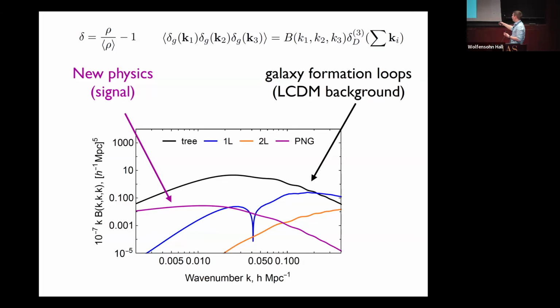And first you have to worry about these non-Gaussianities that are generated by the galaxy formation that I mentioned before. And here I'm showing you these different contributions from the galaxy formation loops that basically correspond to our lambda CDM background. So we have tree-level contribution, one loop, two loop, etc. So basically the name of the game here is to calculate this lambda CDM background due to galaxies as well as we can in order to be able to really measure this signal of new physics.